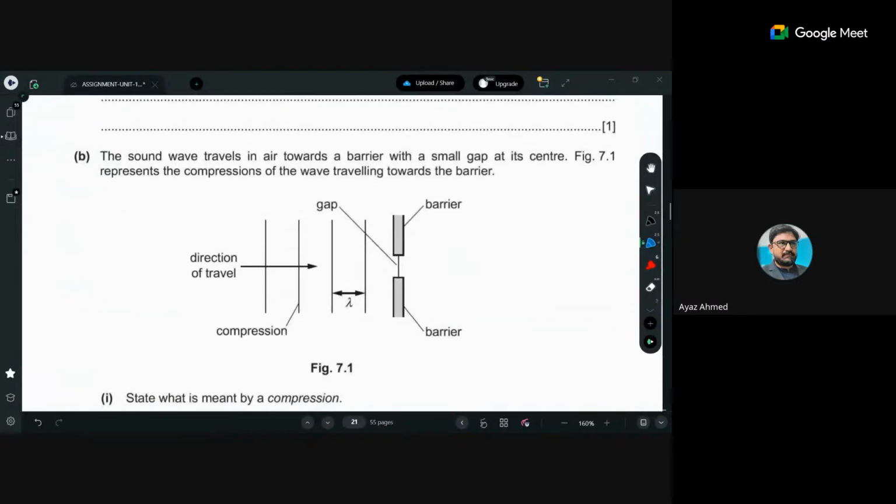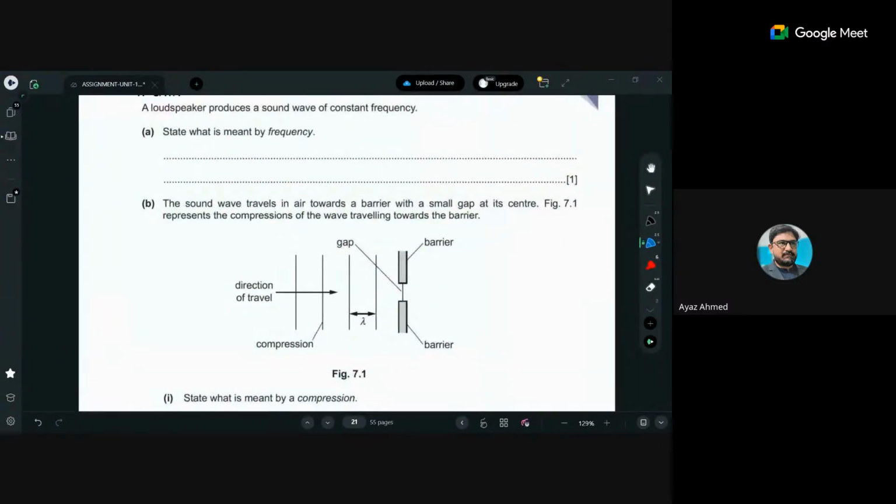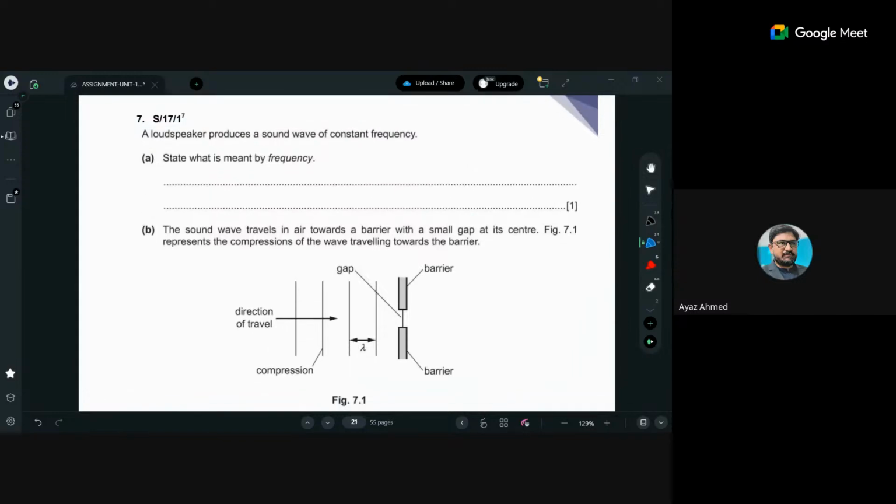Go to this one. The loudspeaker is a sort of sound source that produces a wave of constant frequency. What is meant by the frequency? So what is frequency actually? The number of waves produced in 1 second. Okay, good. The number of waves produced in 1 second, number of oscillations produced in 1 second, that is actually your frequency.